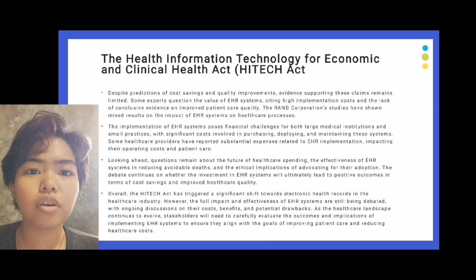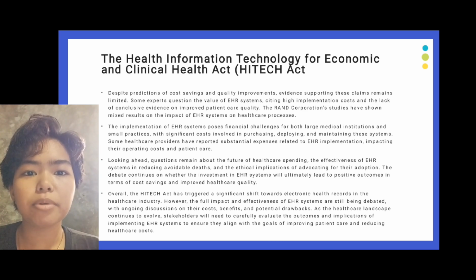Despite predictions of cost savings and quality improvements, evidence supporting these claims remains limited. Some experts question the value of EHR systems, citing high implementation costs and a lack of conclusive evidence on improving patient care quality. The RAND Corporation's studies have shown mixed results in the impact of EHR systems on healthcare processes.